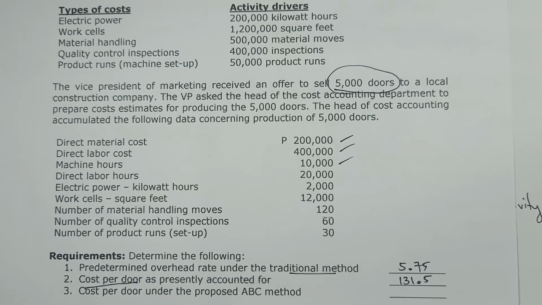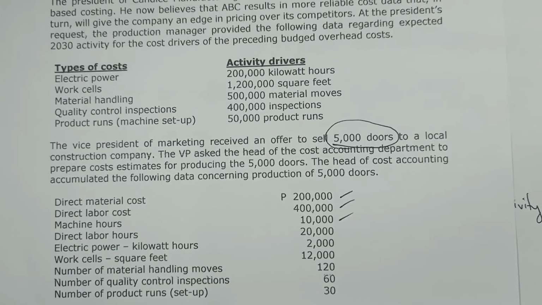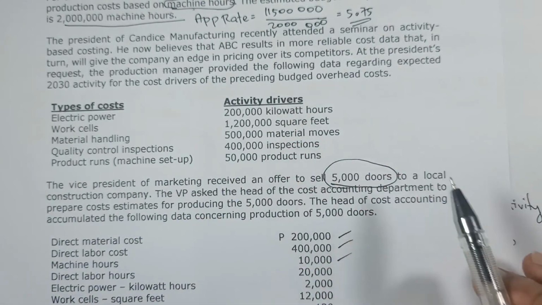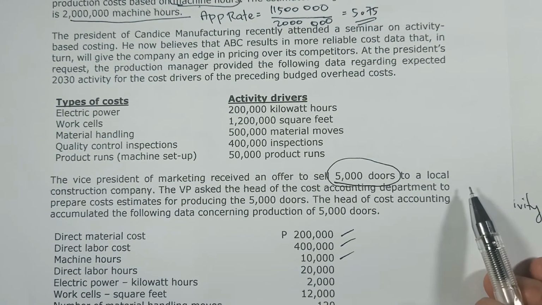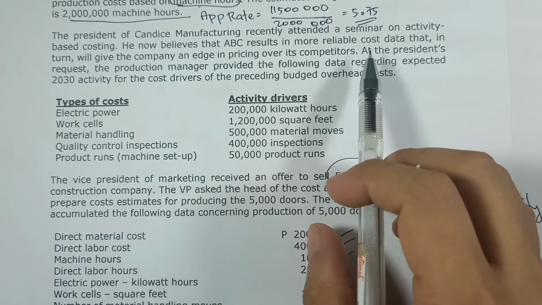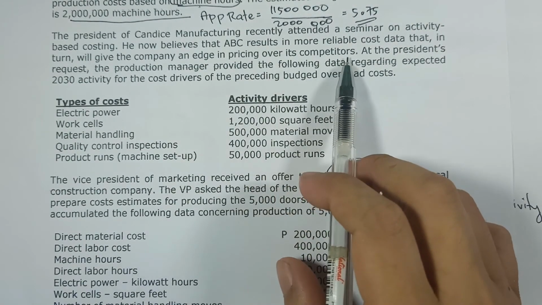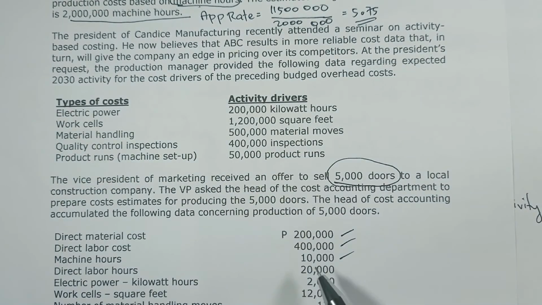We're good? Requirement number 3 is the cost per door ulit, but this time under the proposed activity-based costing method. Right? So nung sabi dito, the president of Candice Manufacturing recently attended a seminar on activity-based costing. He now believes that ABC results in more reliable cost data that in turn will give the company an edge in pricing over its competitors. At the president's request, the production manager provided the following data regarding expected 2030 activity for the cost drivers of the preceding budgeted overhead, alright?